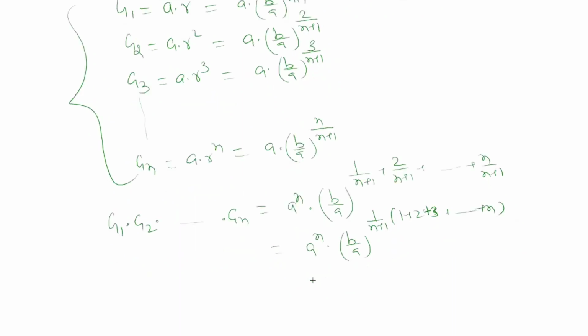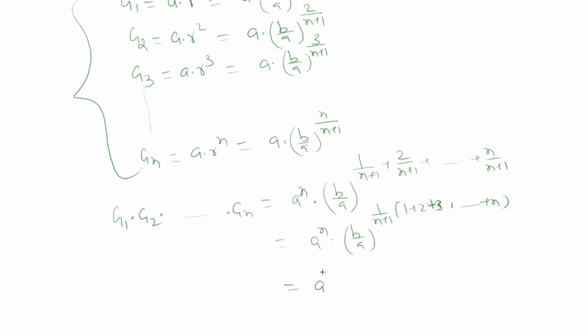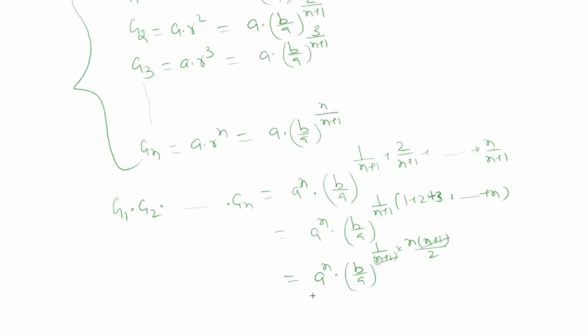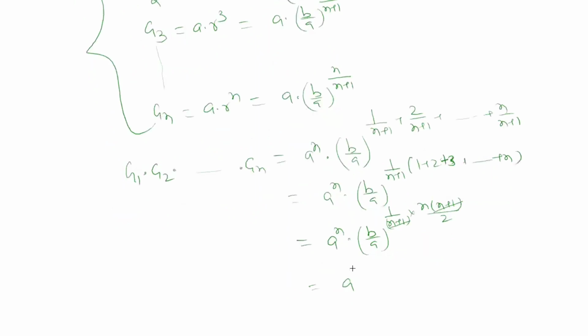So what can I write this as? I can write it as a to the power n into b by a to the power 1 by n plus 1, and this can be written as n into n plus 1 by 2. Again, you should remember this result, as I said: the summation of n terms will be this, so this is going to be n by 2. Now this has become a to the power n into b to the power n by 2 divided by a to the power n by 2.